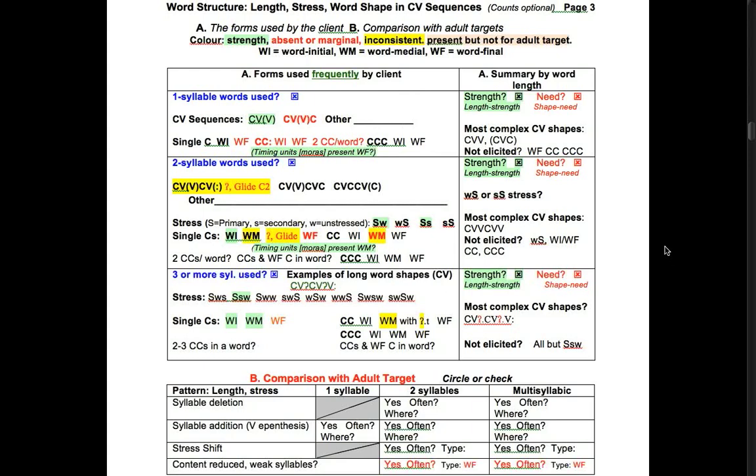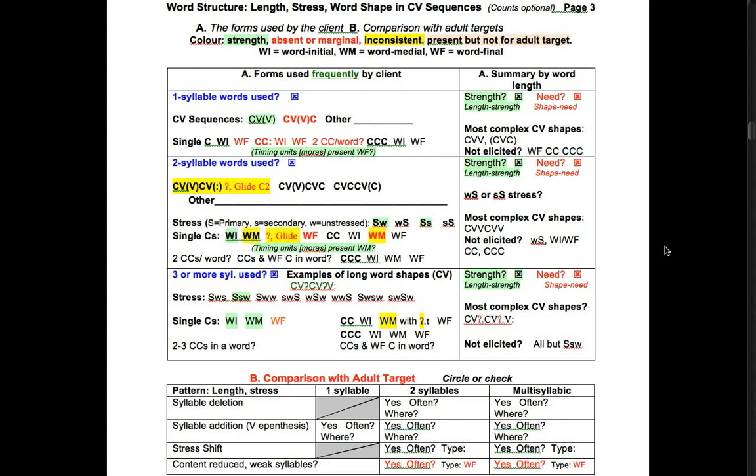Let's take a look at page 3, where we can further analyze word structure, including word length, stress, and word shapes in terms of sequences of consonants and vowels. What is the purpose of this page? To analyze the data at the syllable level and above.